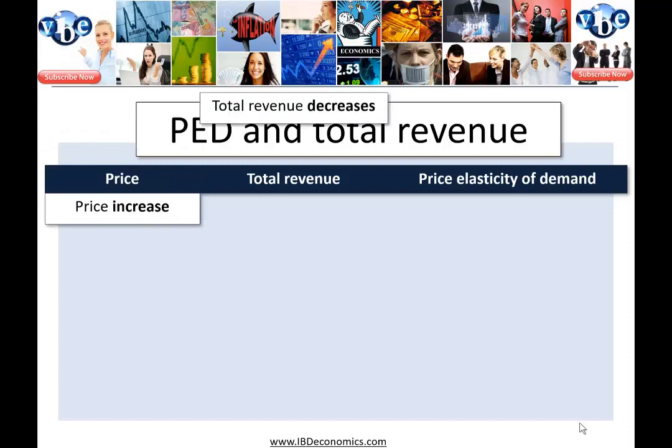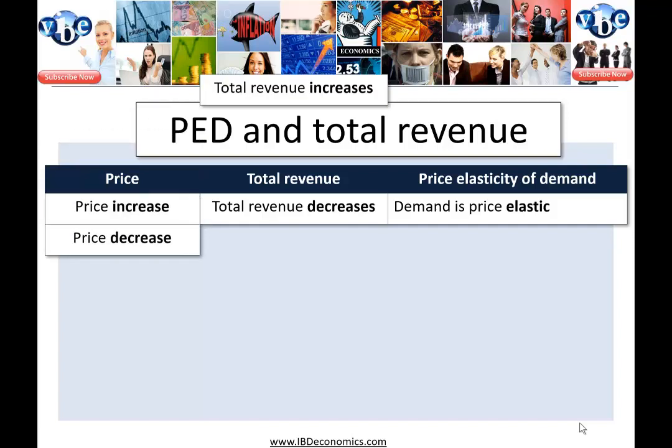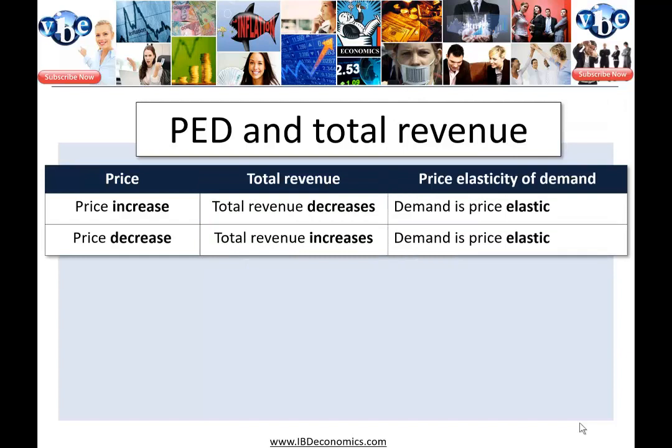So let's just spell this out quickly and clearly. Price increase, total revenue decreases. We know that demand is elastic. We have a value greater than 1. A price decrease, total revenue increases. Demand is price elastic.